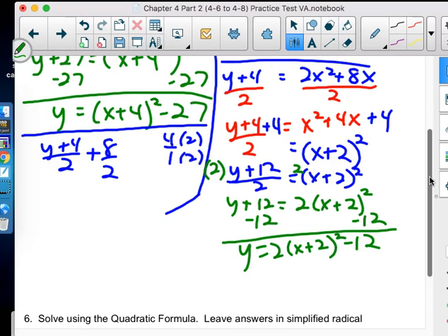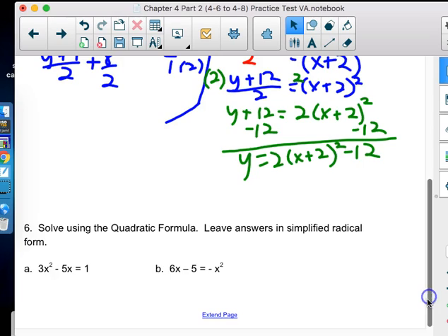And our vertex, if they asked us, but they're not, would be -2, -12. We could tell them easily with that form. Everybody okay with that? All right, so again, in order to complete the square, it has to be a 1x squared. If it's not, then we have to take steps to get it to be.